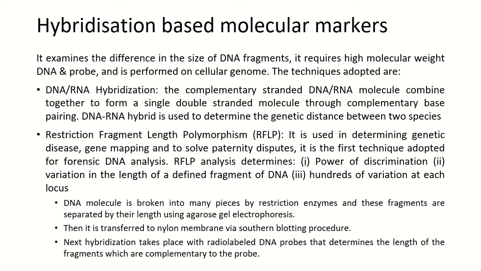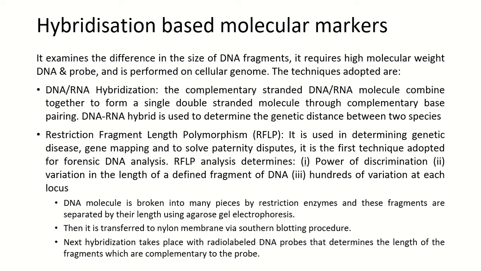And restriction fragment length polymorphism, or RFLP, is used to determine genetic disease, gene mapping for paternity disputes, and is the first technique for forensic DNA analysis. RFLP analysis determines power of discrimination, variation in the length of a defined fragment of DNA, with hundreds of variations at each locus. So, how does this technique work?